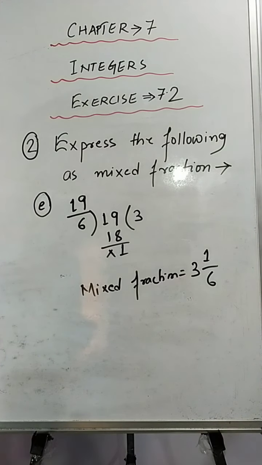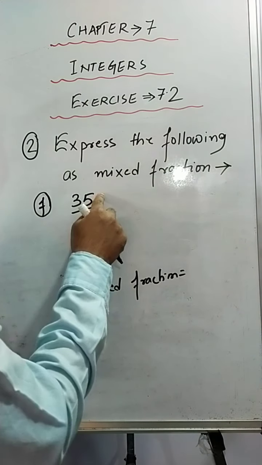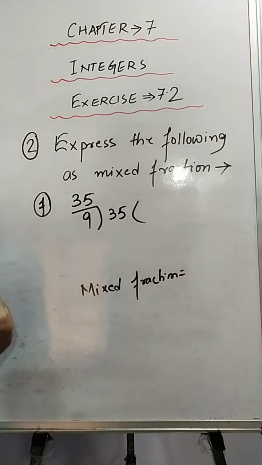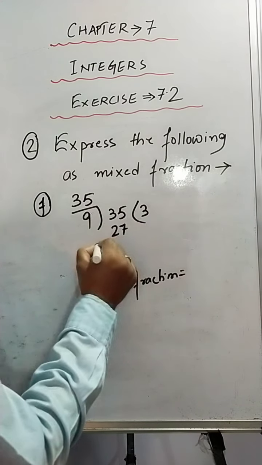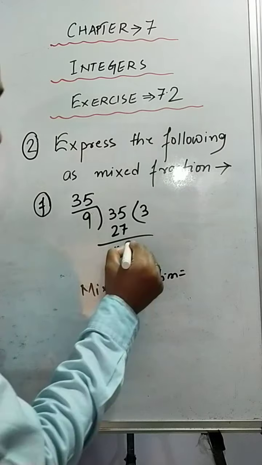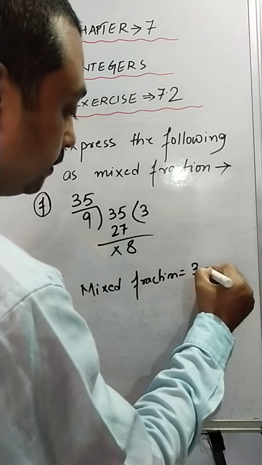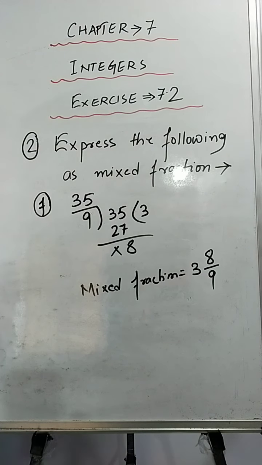Now let's move on to the last sum of question number 2. That is F. In sum number F, we have 35 upon 9. So what is the closest number? That is 9 3s are 27, as 9 4s are 36. So 27 is the right number we can put here, and the difference would be 8. Fine. So what is the required fraction then? 3 8 by 9. Fine.